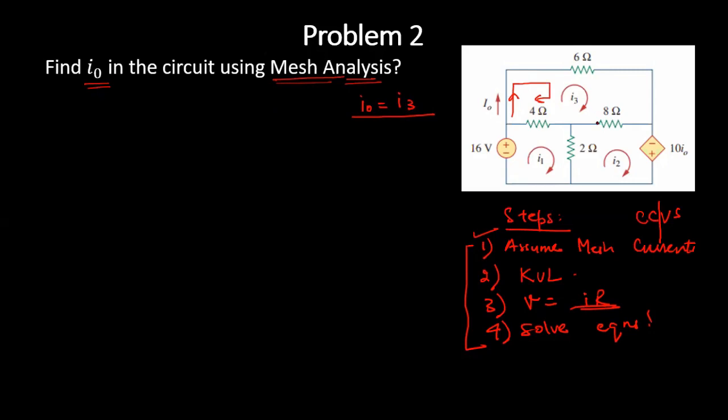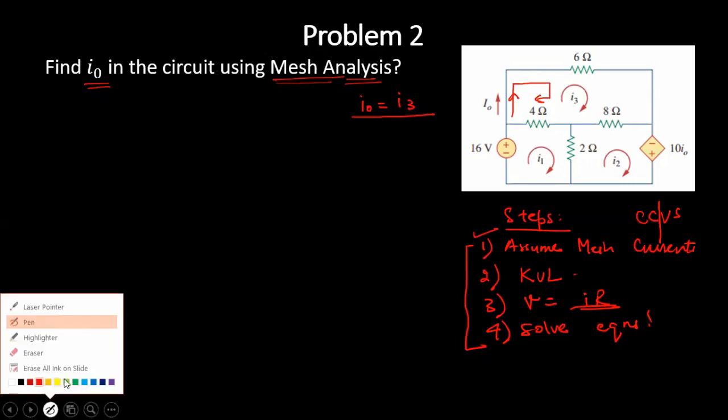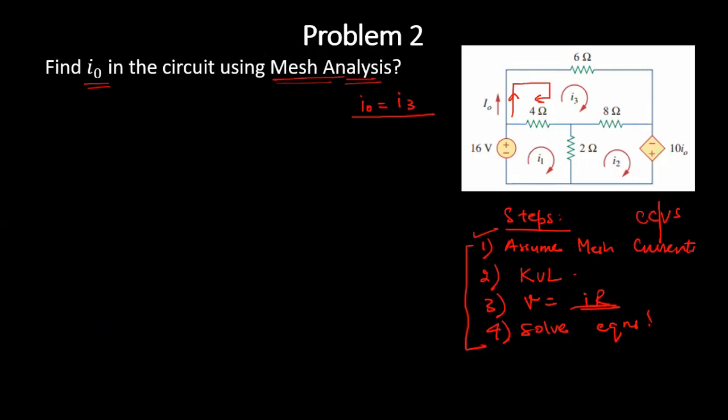And we can see there are three meshes. So we have to form three equations. We'll be writing the equations one by one, and let us solve this question. So first of all, we'll be solving with mesh 1. So we can write for mesh 1.